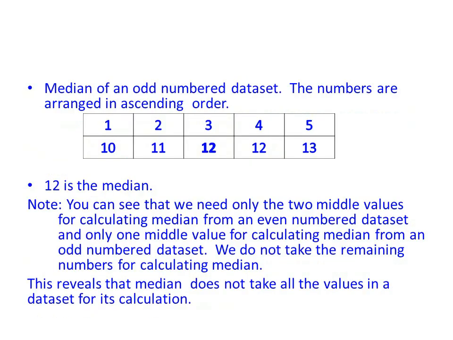Example of median of an odd-numbered dataset. Here, 12 is the median. You can see that we need only the two middle values for calculating median from an even-numbered dataset and only one middle value for calculating median from an odd-numbered dataset. We do not take the remaining numbers for calculating median. This reveals that median does not take all the values in a dataset for its calculation.